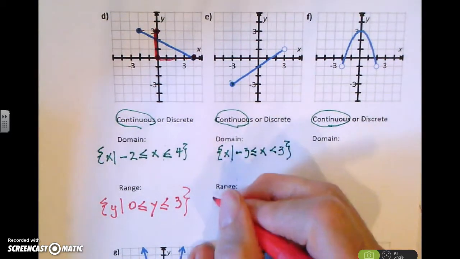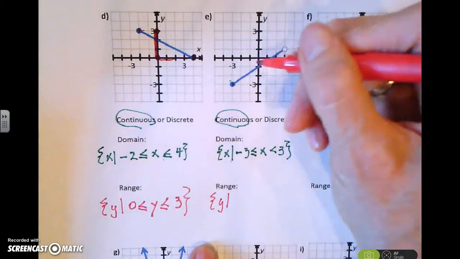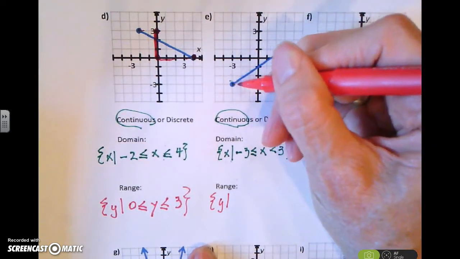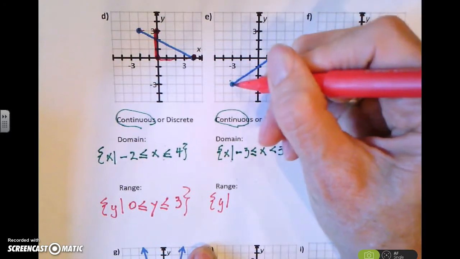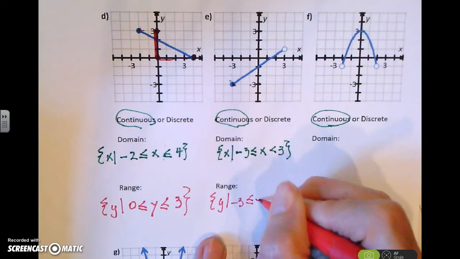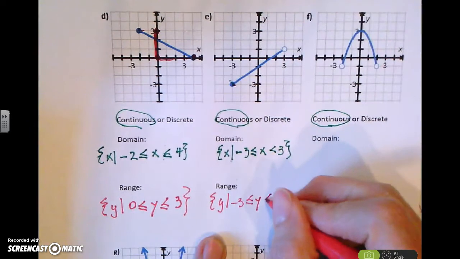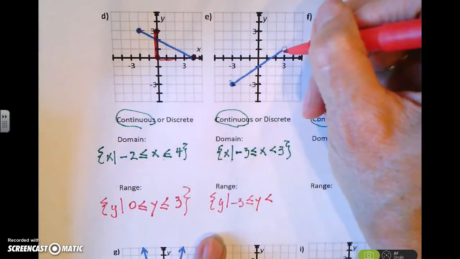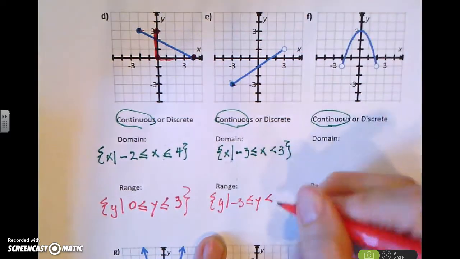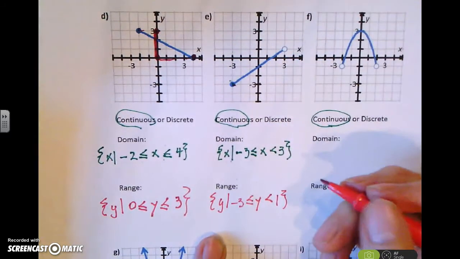All right, then for our range, we're going to do all y's such that our bottom y that's plotted, the lowest y that's plotted appears to be -3 right here. So -3 is less than or equal to y. And again, the top one is with the open dot, so it's just going to be less than. And the top y value that's plotted is right here at 1.